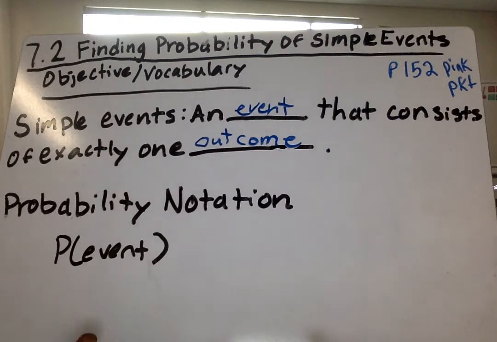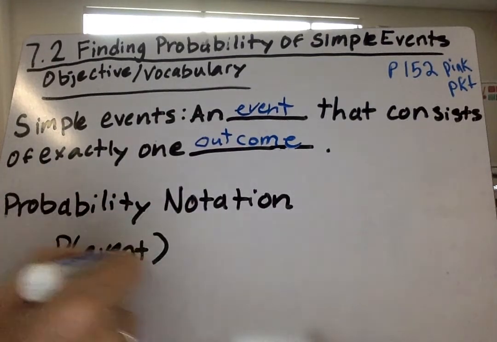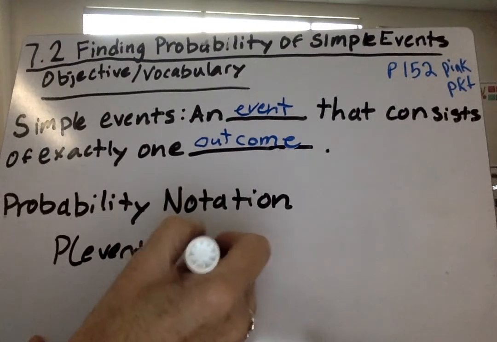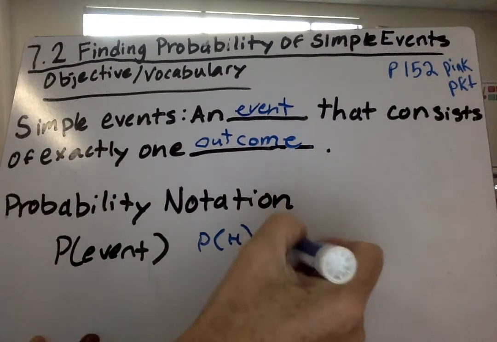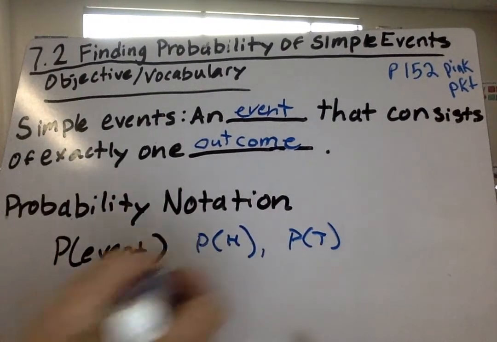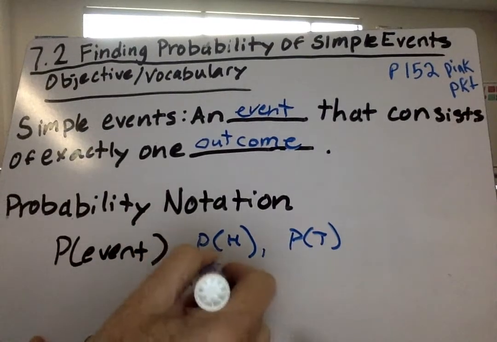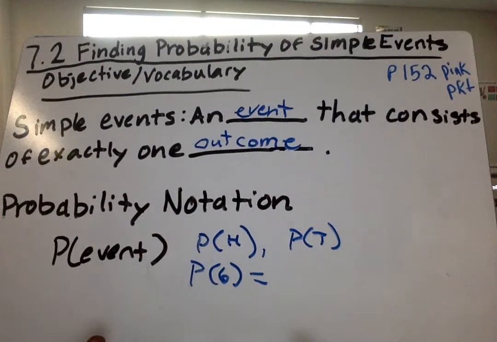So our possible event, this is how we write probability notation: P, parentheses, and then the event. So the probability of heads would be written like that. Probability of tails would be like this. If you have a die, the probability of 6 on that die. And that's how you would write that particular notation. Okay? Next, we're going to go on to finding the probability.